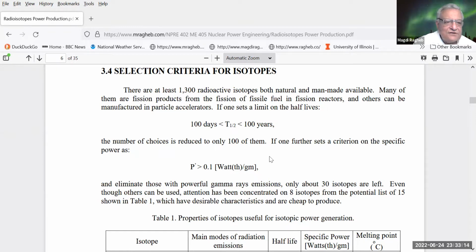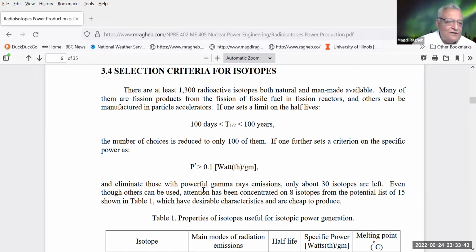Another design consideration is that you don't want an isotope that doesn't produce much power. Uranium-238 and uranium-235 would not work in that case. So you need an isotope that has a specific power larger than 0.1 watts per gram, meaning that a gram of the material would produce at least 0.1 watt thermal of power. That reduces those 100 isotopes to 30 isotopes of interest.